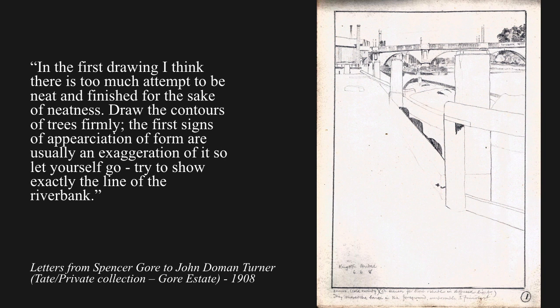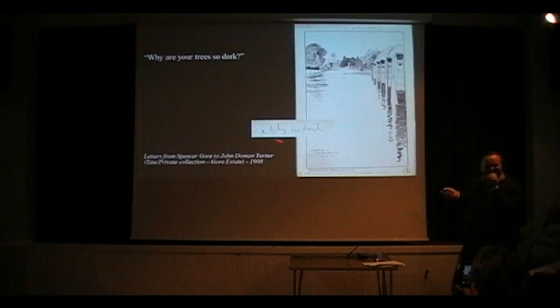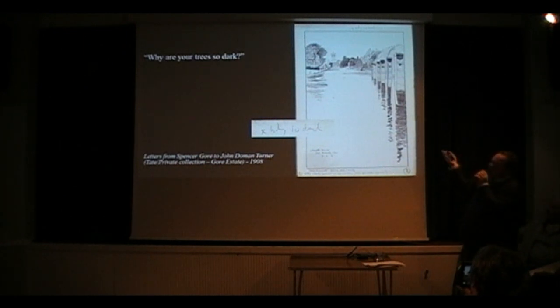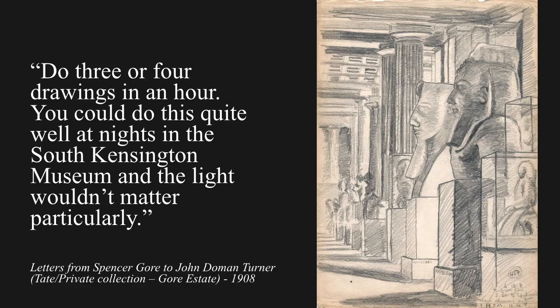And through all these pictures, you then start seeing other things. In the letters, Gore writes number two, picture two, and then he writes a quote, why are the trees so dark? And he was referring to this bit here, which is scribbled at the top, and it says there, why so dark? So this is where Gore used to actually write on the works as well as reply to them in the letters. And we would never have known that these two exist if we didn't see those letters. So it's a really important moment for us.